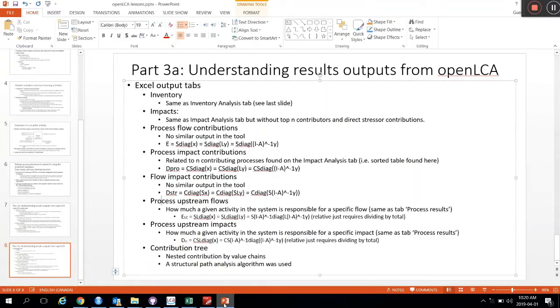And again, it's this calculation that's being undertaken here: S times L times diagonalize X. If you break it down, it's S times (I minus A) to the power of negative 1 times diagonalize L times (I minus A) to the negative 1 multiplied by Y. So essentially you're taking your total output and using it as your final demand, just to relate it to the total impact responsible for every single process in your system.